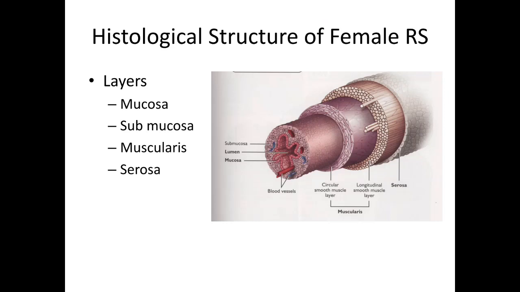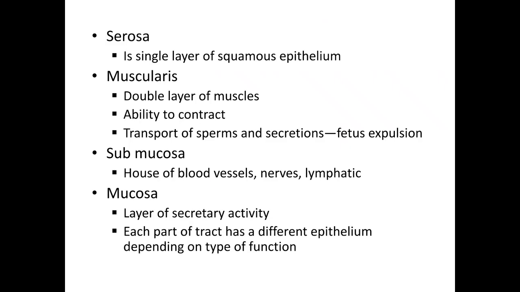If we talk about the histological structures of the female reproductive system, from the lumen to the outside, it is composed of four layers. The interior-most mucosa, composed of epithelium, and next the submucosa, consisting of the nerve supply and the vasculature, and next is the muscular layer that helps in the contraction of the reproductive system, and the serosa, which is again an epithelial layer. The serosa, the outermost covering of the reproductive system, is a single layer of squamous epithelium.